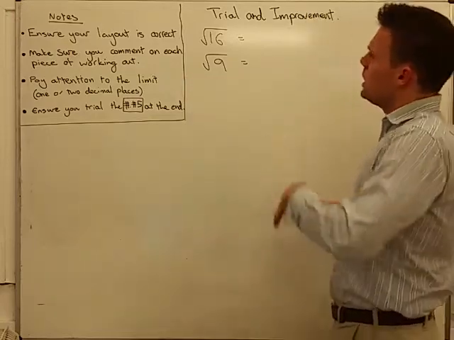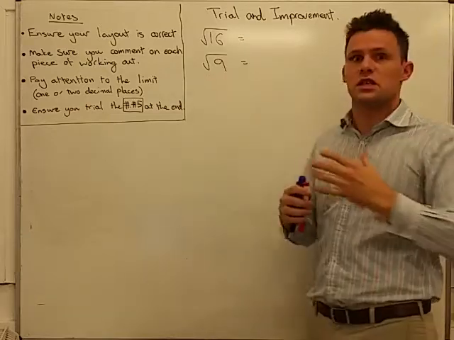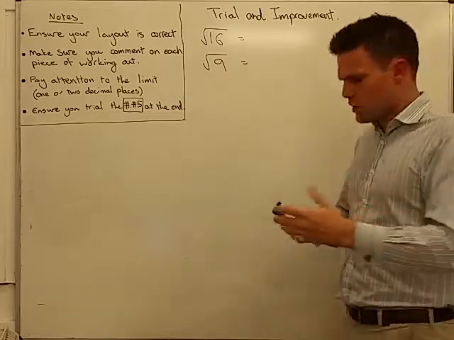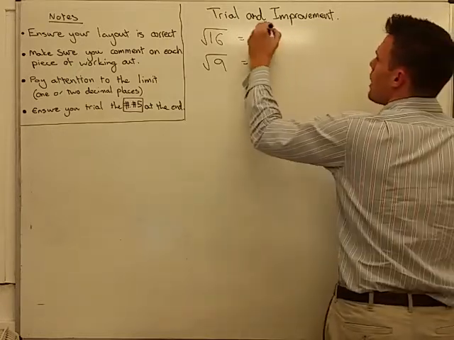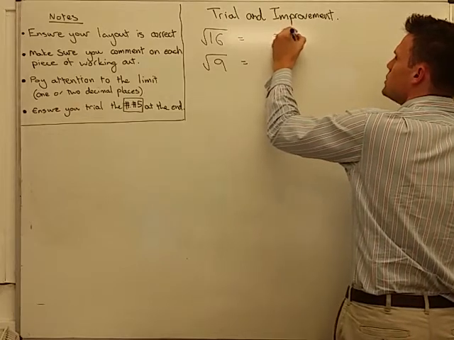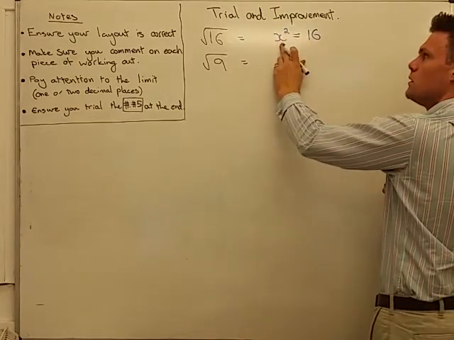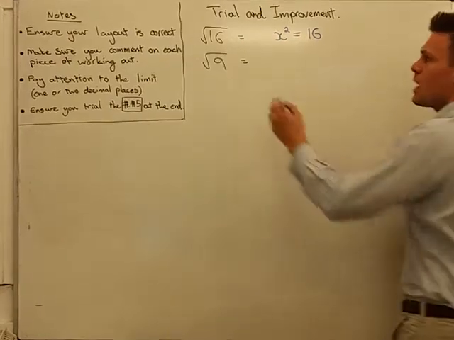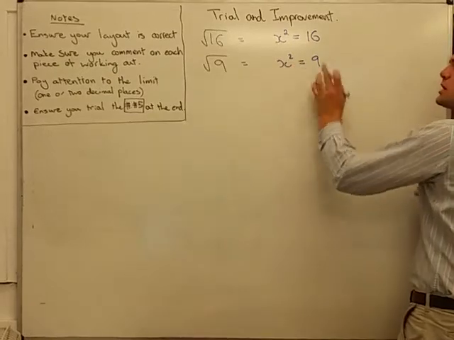Okay, so let's begin. If in a non-calculator paper you get this sort of question, root 16 equals what? What they're actually asking here is x square rooted equals 16. In other words, what number times by itself is going to give me 16? Likewise, if you give root 9, that's saying x squared equals 9. In other words, what squared is going to give me 9?